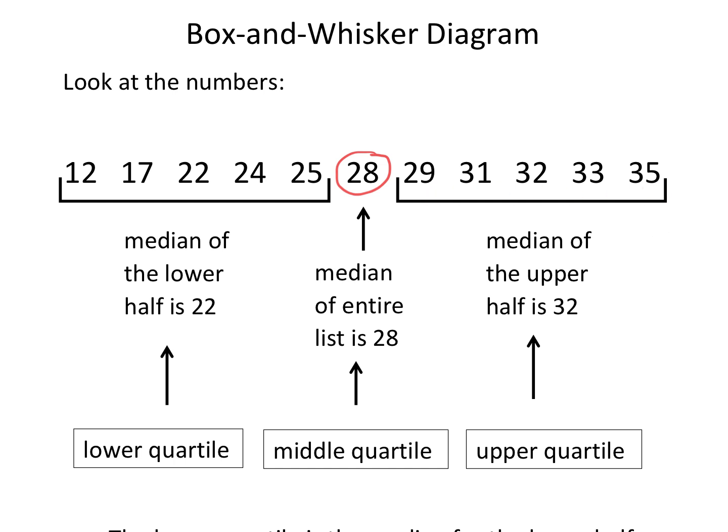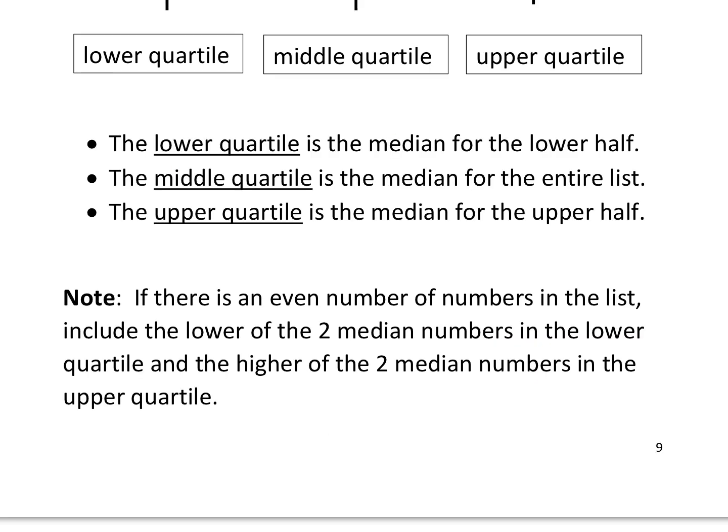And what I can do then is find the middle of that set of data. So that would be a 22, and that would be 32. So we call the middle of the lower half the lower quartile, and the middle of the upper half is called the upper quartile, and then the median is sometimes called the middle quartile. So the lower quartile is the median of the lower half. The middle quartile is the median of the entire list, which is what we call the median, and the upper quartile is the median of the upper half.